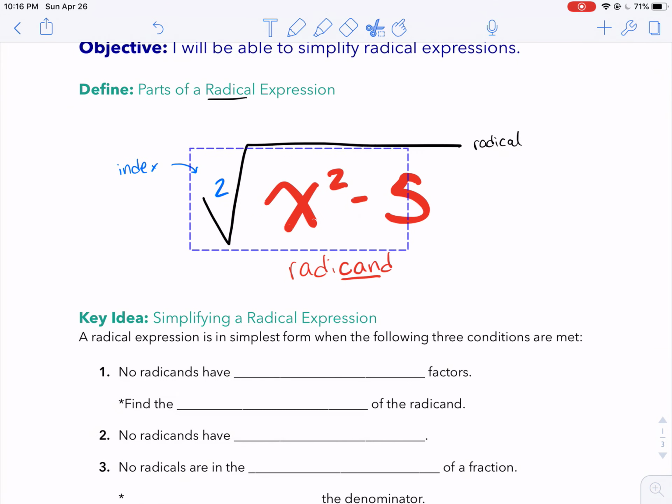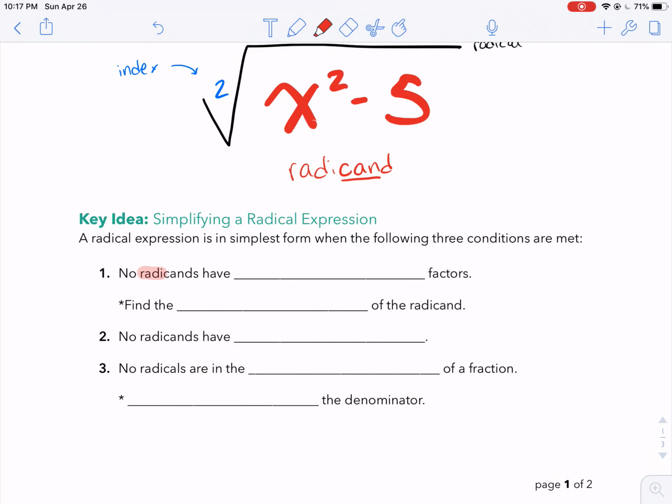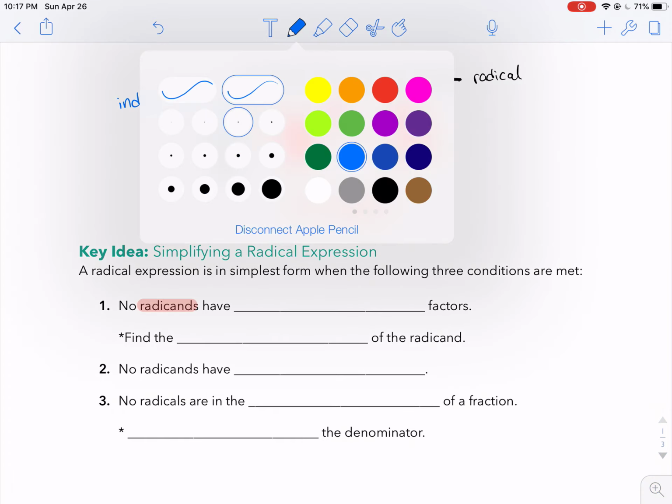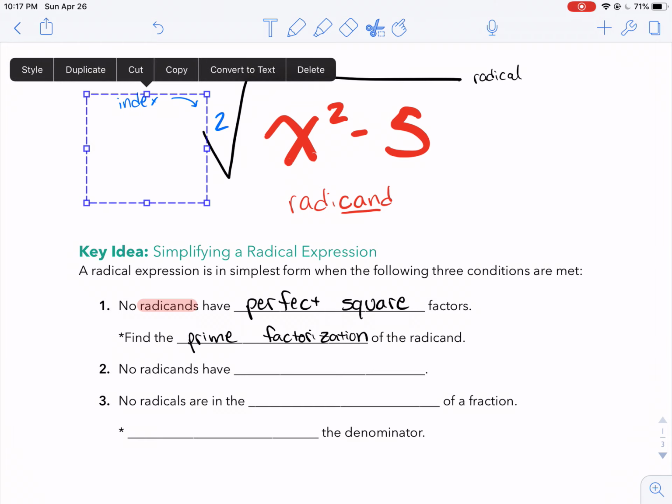If we have a radical expression like this one and we want to simplify it, we need to make sure 3 things are happening. First of all, the radicand cannot have any square factors in it. You can't have any squares underneath your radical, so we say they do not have perfect square factors. To determine if it has a perfect square factor, we are going to write the prime factorization of the radicand. Once we have the prime factorization out, we can take all of the square factors outside of our radical. So the first condition is there are no perfect square factors.